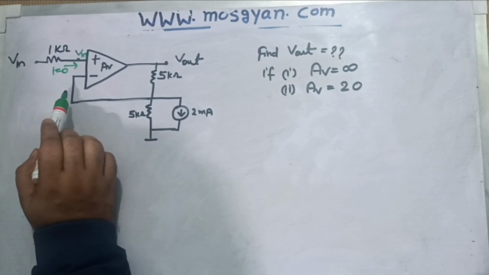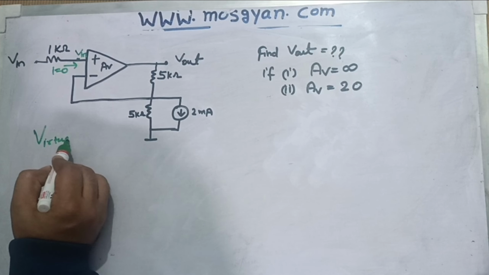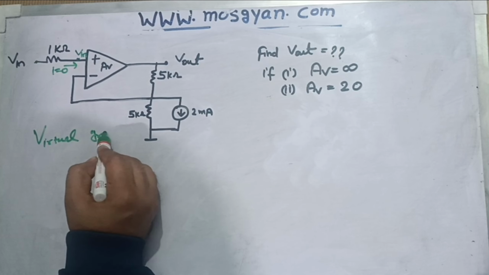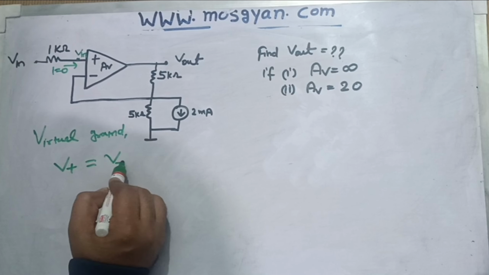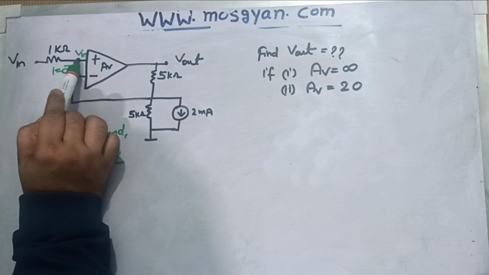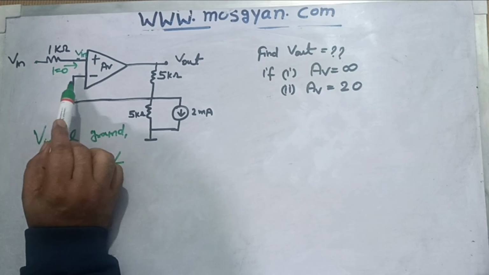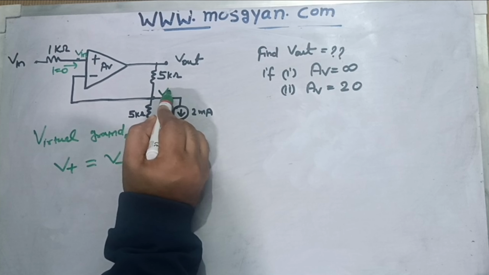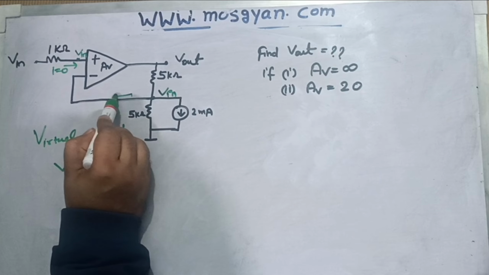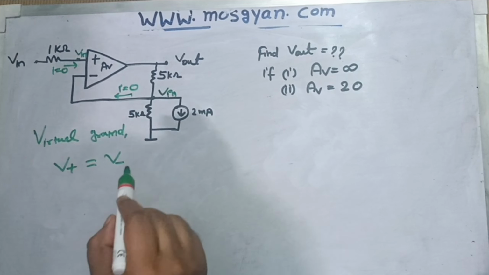Now, because of the virtual ground concept in the op amp, I can write V plus would be equal to V minus. So whatever potential comes at the non-inverting terminal, the same will go at the negative terminal also because of the virtual ground concept. So this voltage I can consider as V in now, and there won't be any current going inside the op amp because this is ideal.